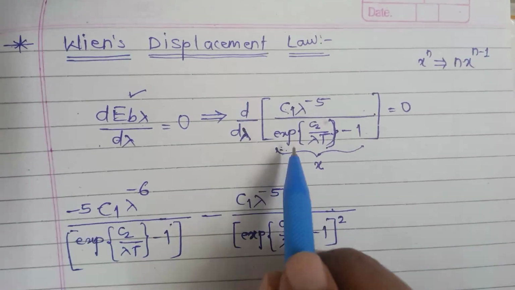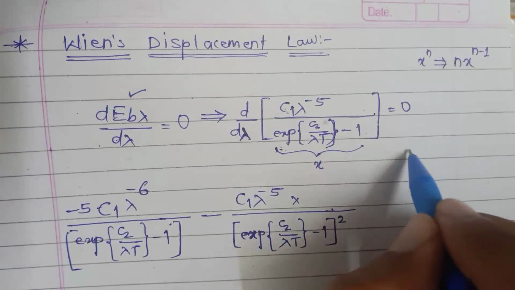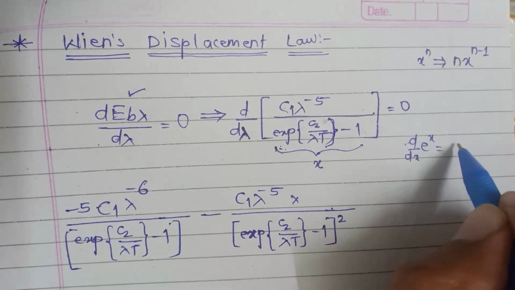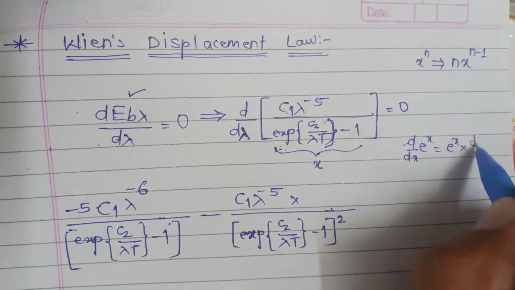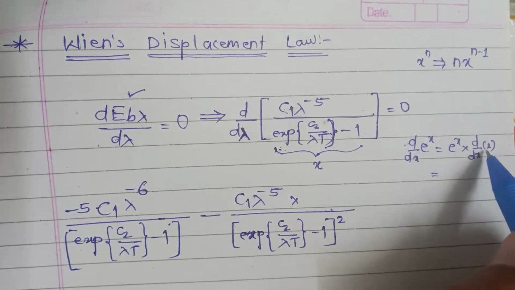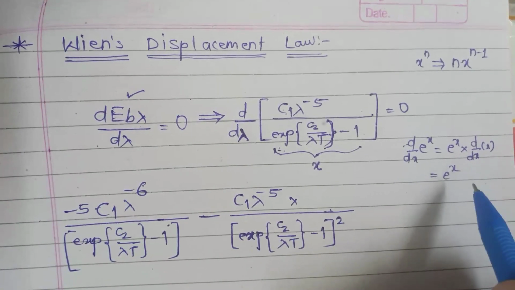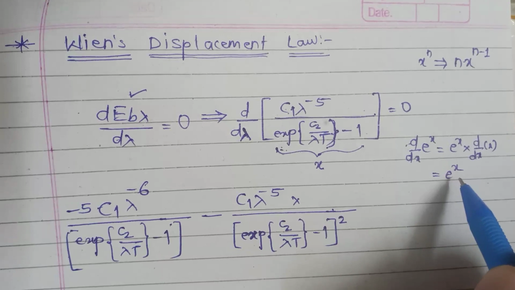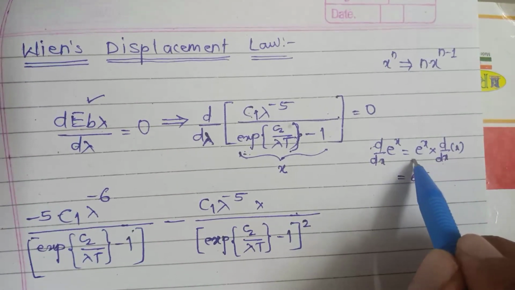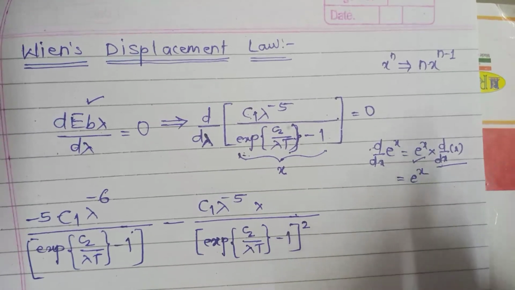Differentiation of this exponential will be again exponential, because we know that d by dx of e raised to x is nothing but e raised to x multiplied by d by dx of x. And because in this case d by dx of x is 1, we generally consider it to be e raised to x. But this will not be the case in this scenario. So we'll have to calculate the first differentiation as well as the second differentiation as well.